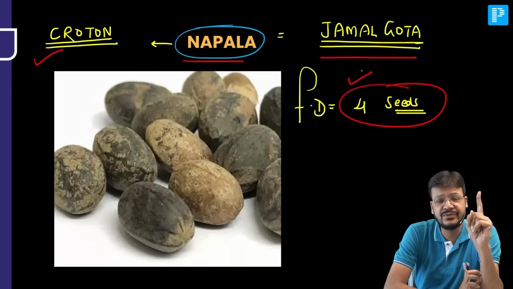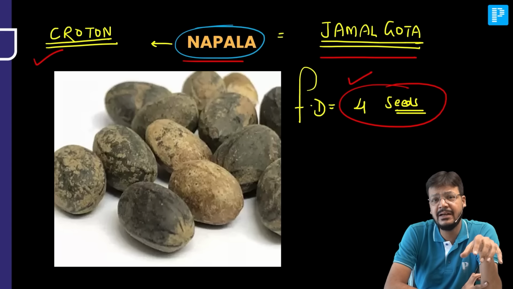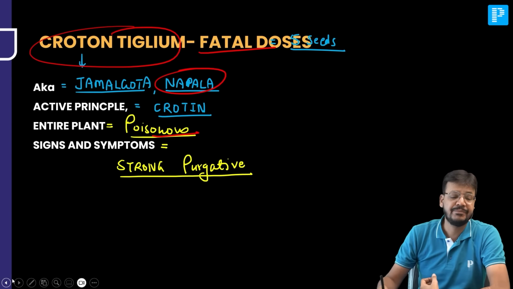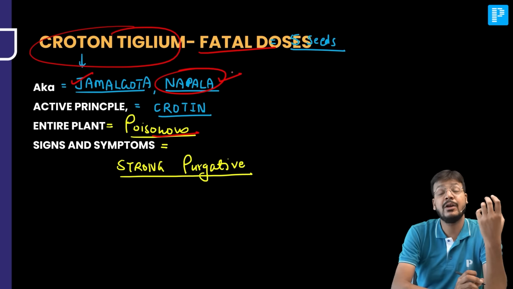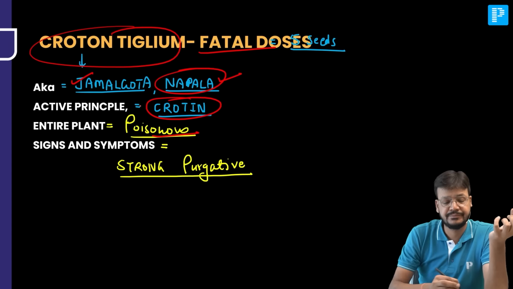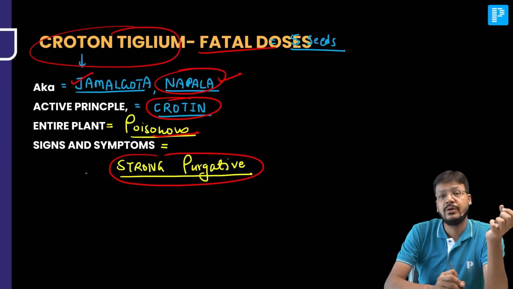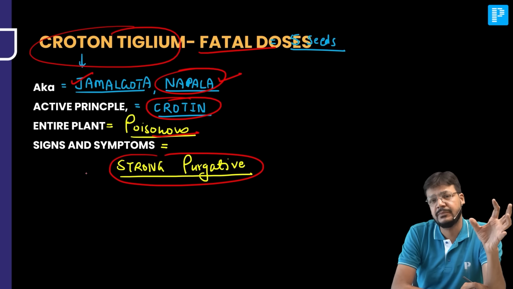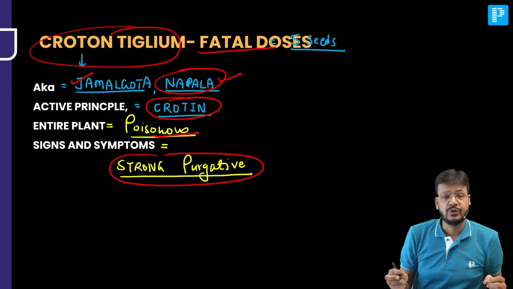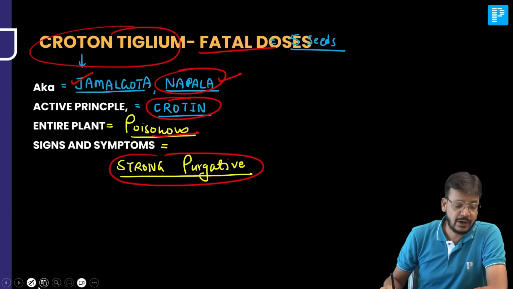So listen, my dear friend, the strychnine fatal dose was 1 crushed seed. Castor or Ricinus was 10 seeds. It is croton, Napala or Jamal Ghota, 4 seeds. You can see it is Jamal Ghota or Napala. Here the active principle is crotin, and it is a strong purgative. Croton is a strong purgative.